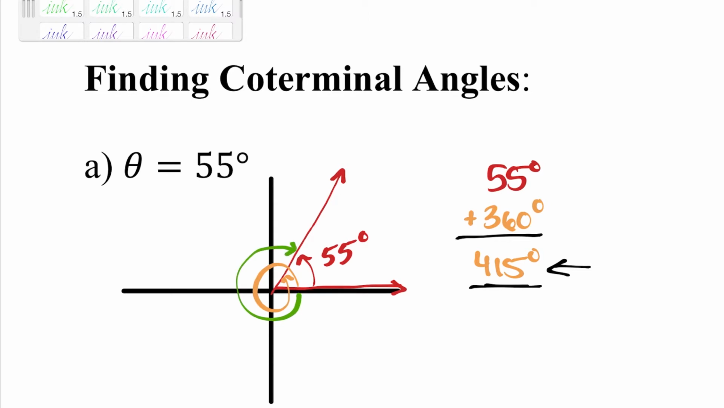So that means that both this negative angle and the 55 make up 360 degrees.